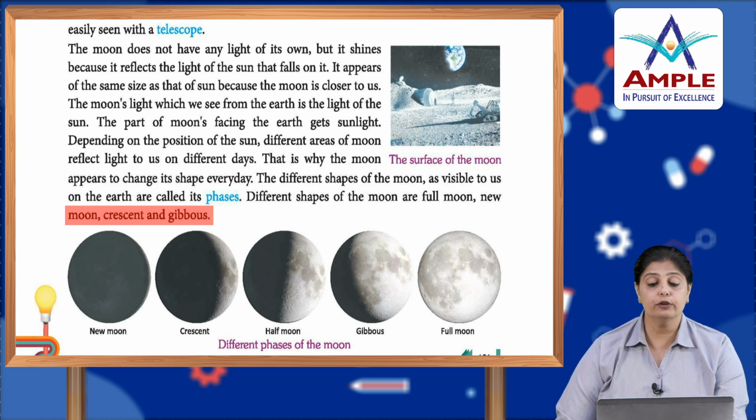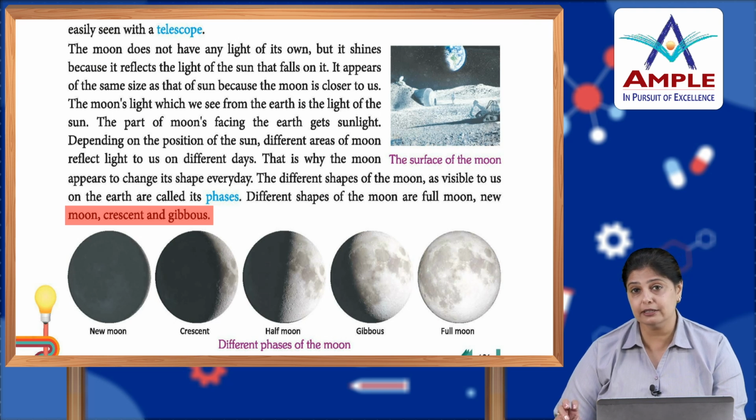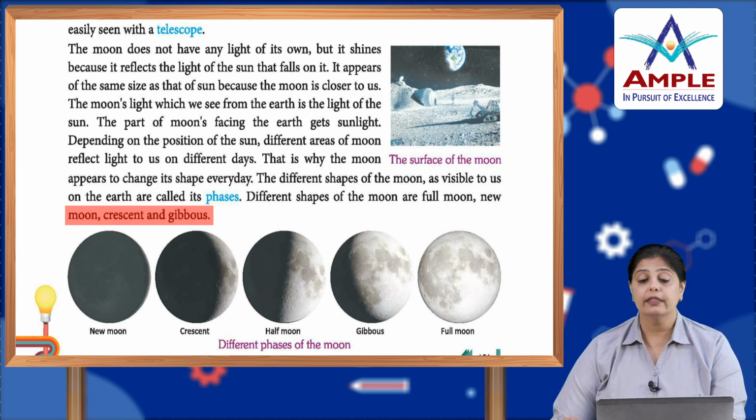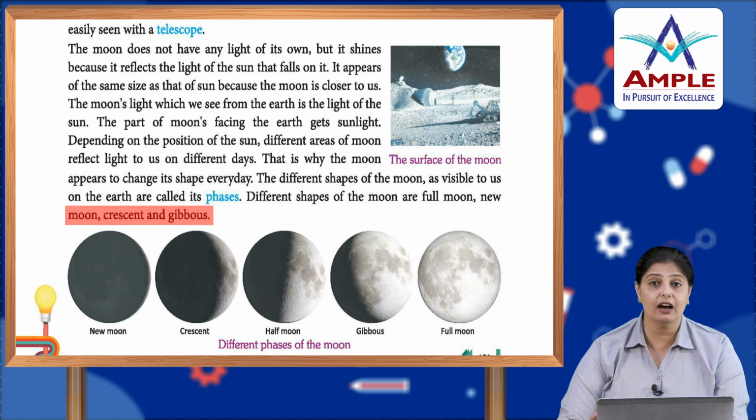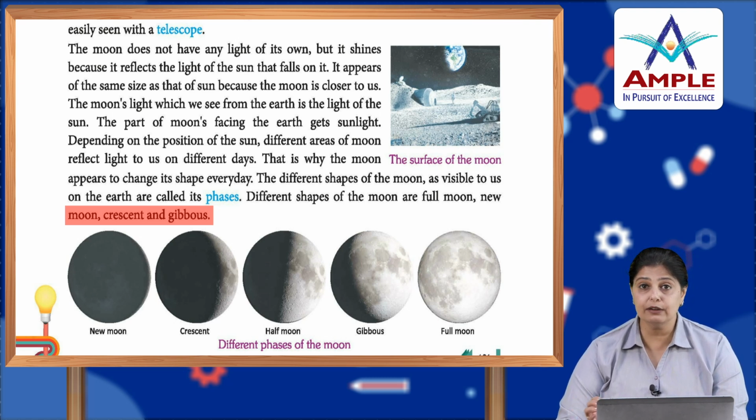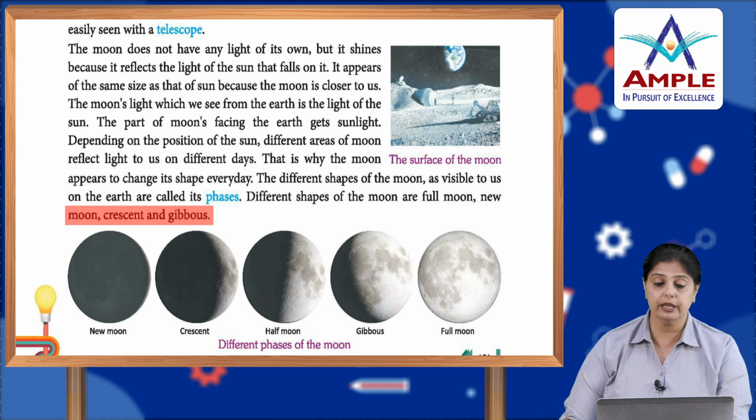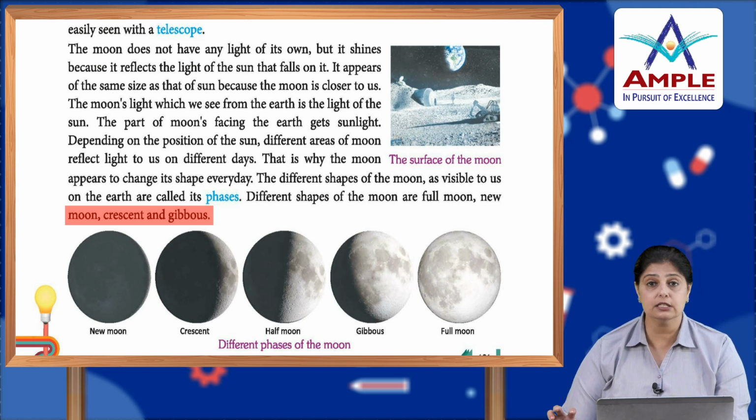If you look at the diagram, you will see the different phases of the moon. New moon is when it is totally dark, crescent is when it gets a little brighter, then half moon is half bright, half dark. Gibbous is three-fourths bright and one-fourth dark, and full moon is when it is completely white, or we can see it completely in light.